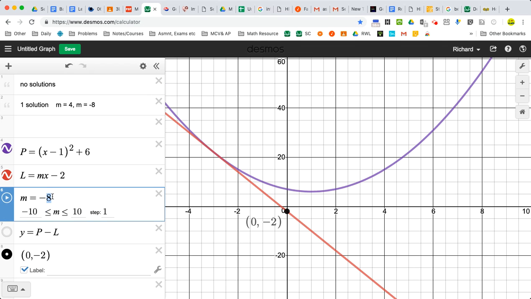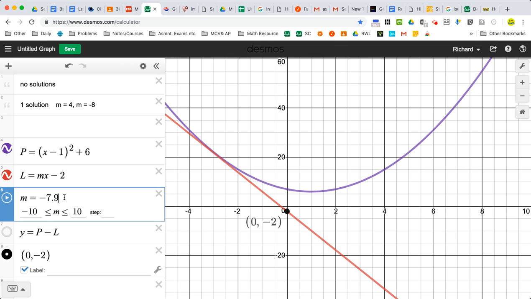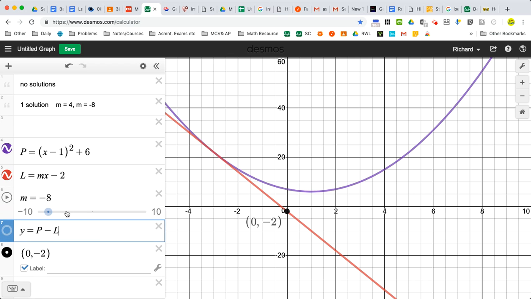Now, what would a slope of -7.9 give? Well, I would have two intersection points, right? So what about a slope of, let's actually go back, -8. I think it's easier if we just do whole numbers. Okay, so -8 has one solution, -7, -7.9, etc. actually doesn't have any solutions.